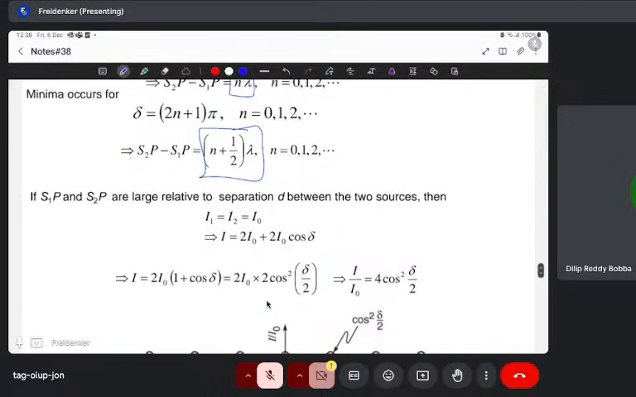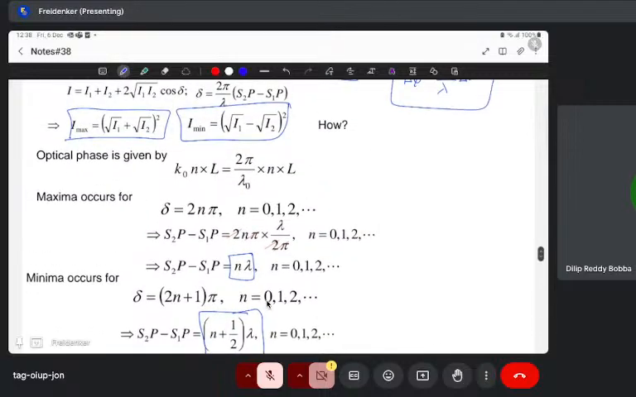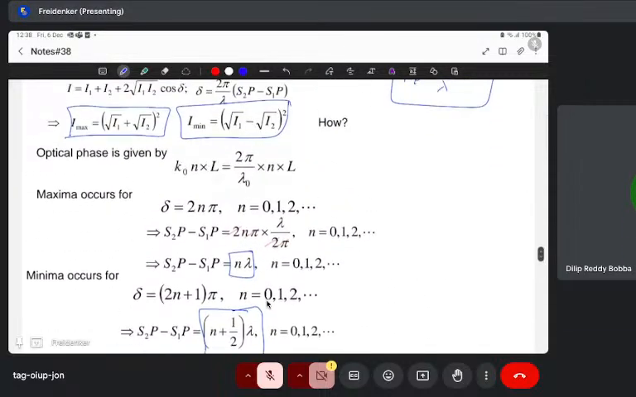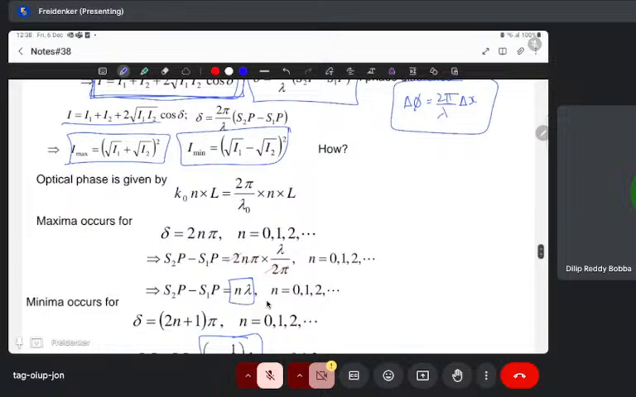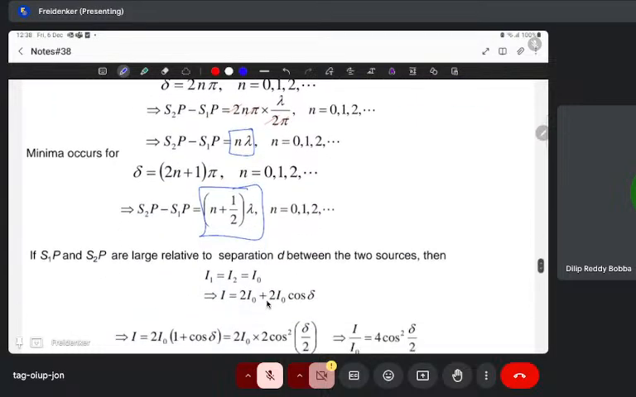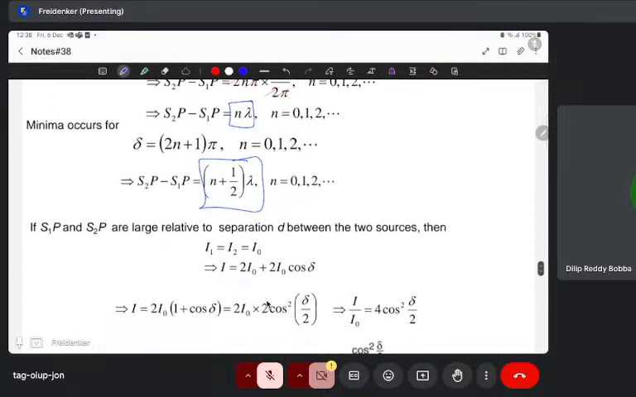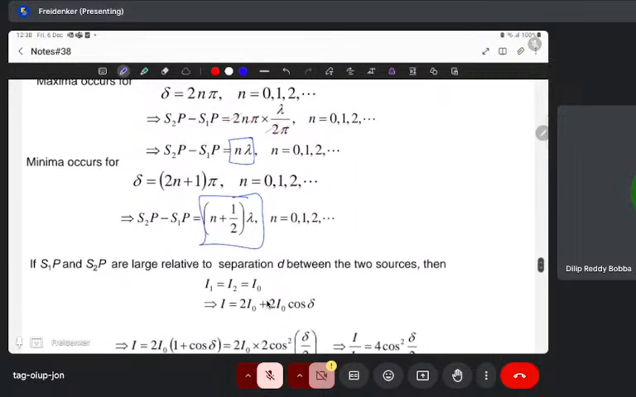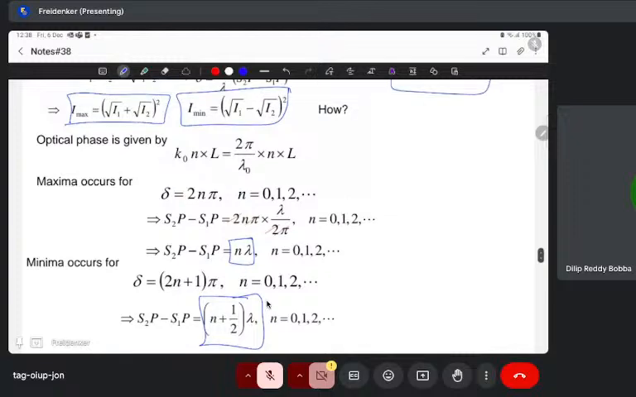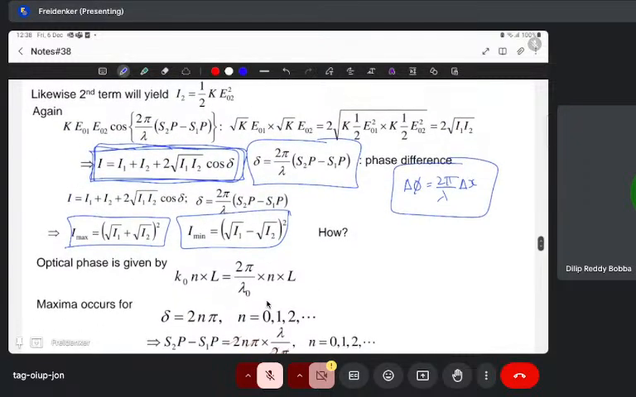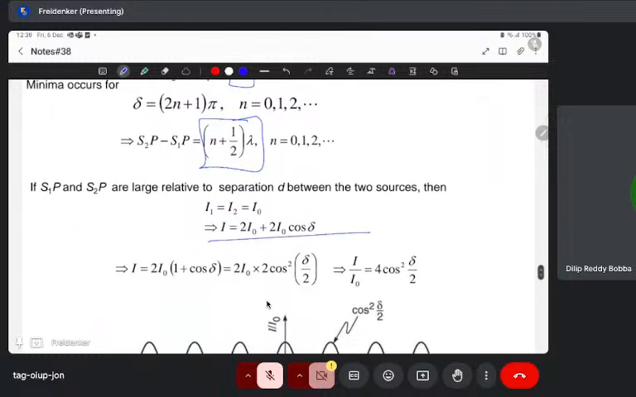Anyways, so this is some approximation. What are we doing? We know I is this much. If S1P and S2P are large relative to the separation distance d, then the intensities are almost equal is what they're telling. Okay, if intensities are almost equal, then I1 equal to I2, then you'll get 2 I naught, 2 I naught, fine. So that's what they wrote.